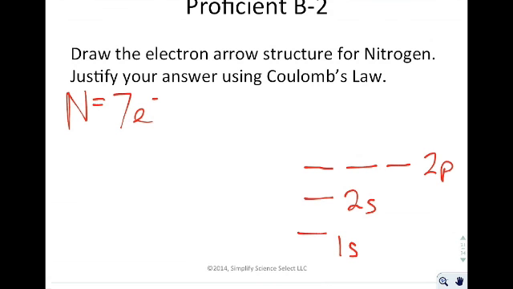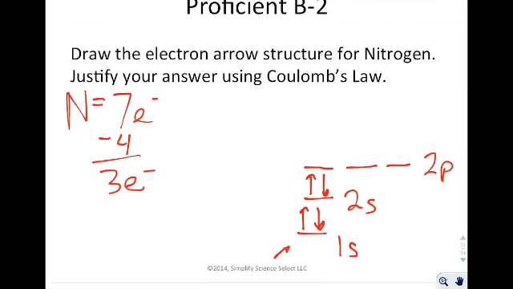So I start from the bottom. I put one arrow up. If I have one arrow up, the next one has to be down. Notice how I filled the 1s completely before moving up to the next energy level. Then I would put an electron there and an electron there. Okay, now I've filled the 2s orbital. How many electrons have I used? I've used 1, 2, 3, 4 electrons. So that means I have 3 electrons left for this last energy level.